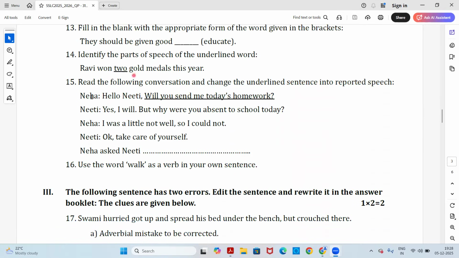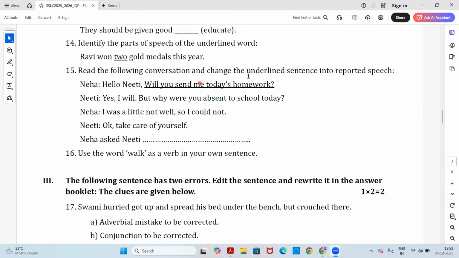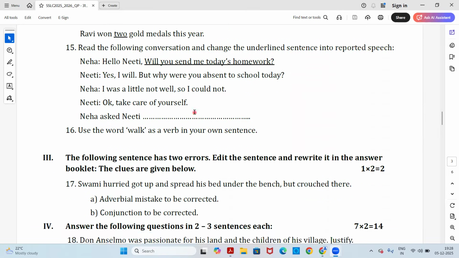Underlined word is two. Next, read the following conversations and change the underlined sentence into reported speech. So here again, there is an entire conversation, and you have this underlined sentence. Neeti, will you send me today's homework? So you have to change it into reported speech. That means indirect speech. So Neha asked Neeti to dash. You have to complete this. You have to write this statement in indirect speech, reported speech. Not exactly what is written, but into indirect, as how a third person is going to speak that.